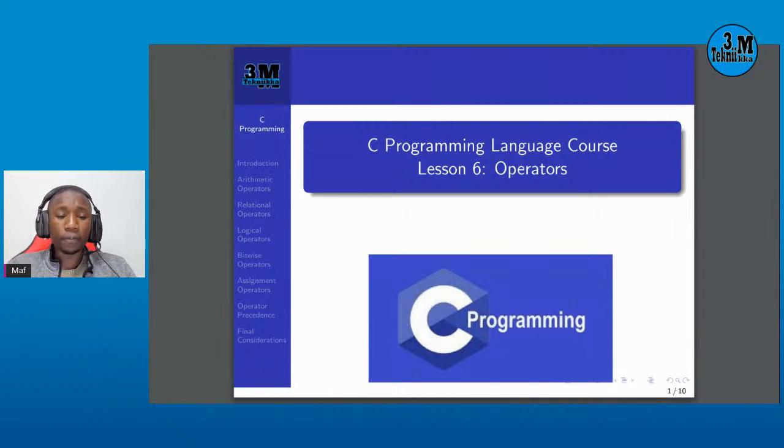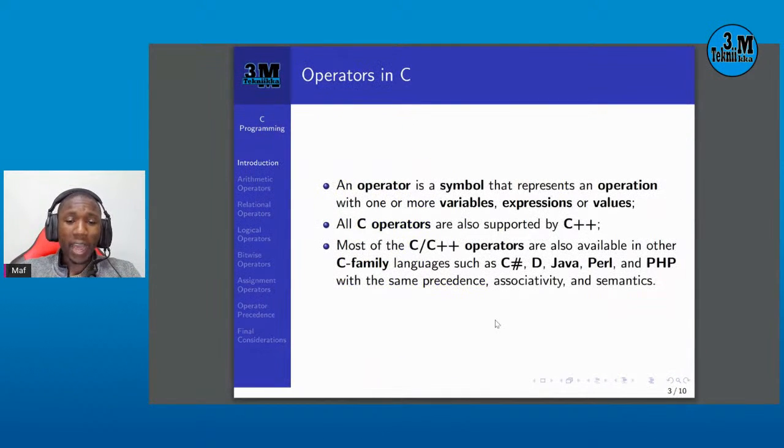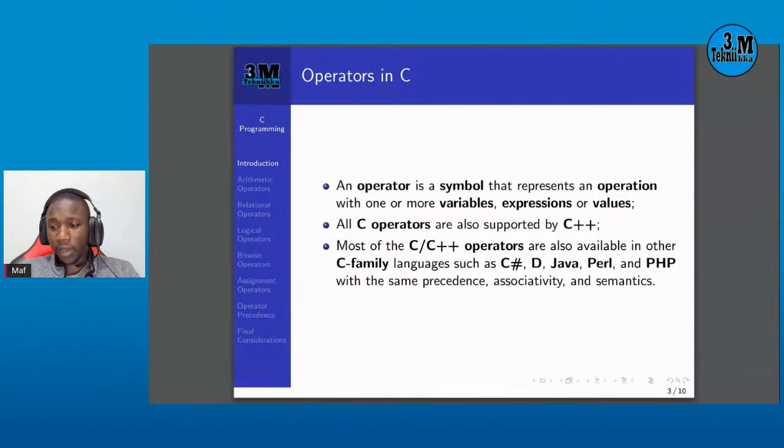So let's go. Today we're going to be talking about the C operators. These operators are very important, my friends. I'm starting by talking about the definition of these operators.